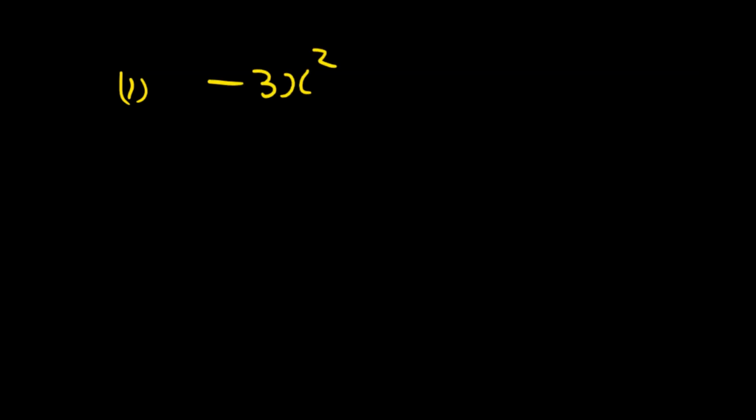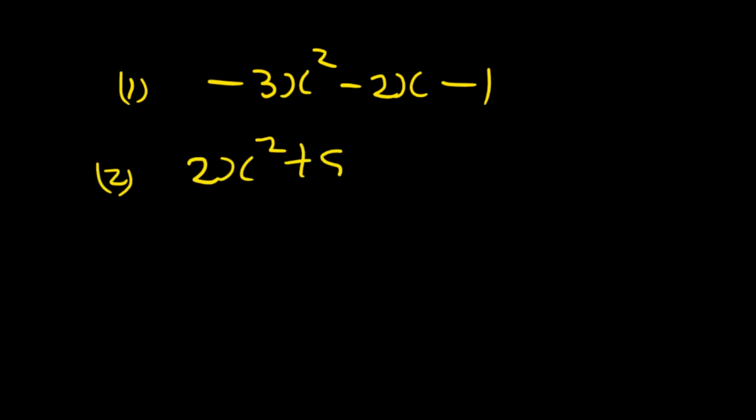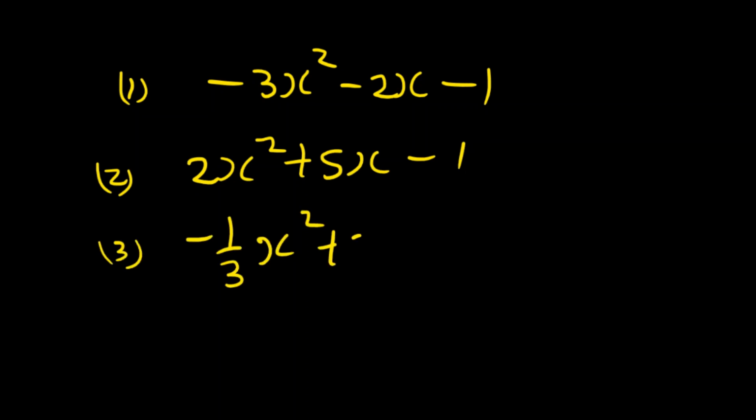Now, what I'd like you to do is try out these problems on your own, and you let me know the solutions of these problems. So the first problem is minus 3x squared minus 2x minus 1. The second one is 2x squared plus 5x minus 1. The third one is minus 1 over 3 x squared plus x minus 2. So please try out these problems on your own. Let me know in the comments if you are getting stuck somewhere or you're getting it right, and what is the solution, and we'll take it from there if I have to create another video to explain these problems here.